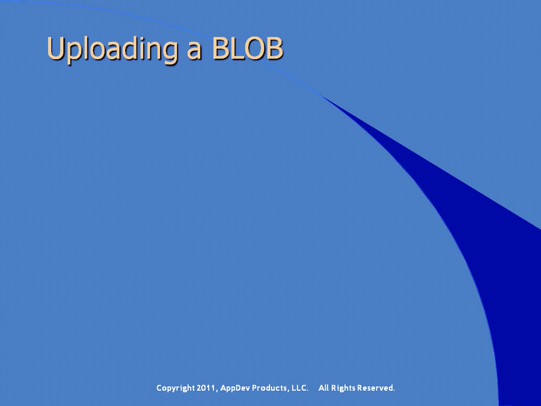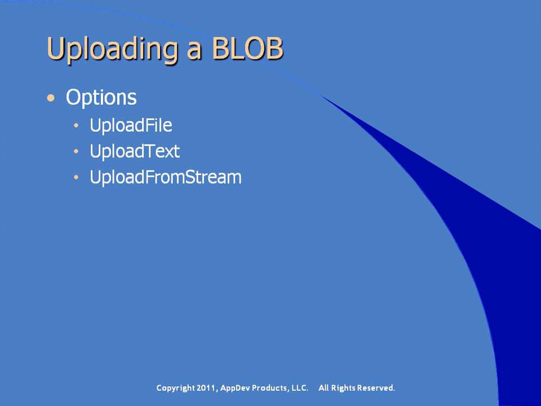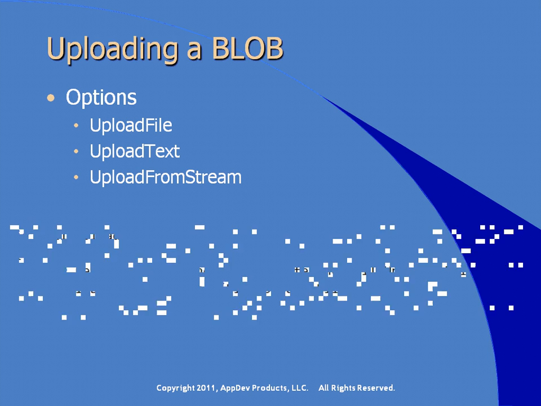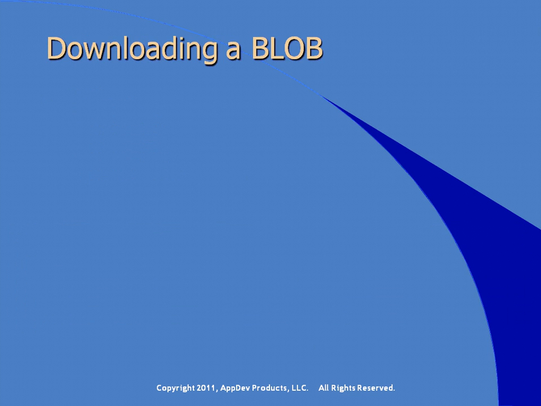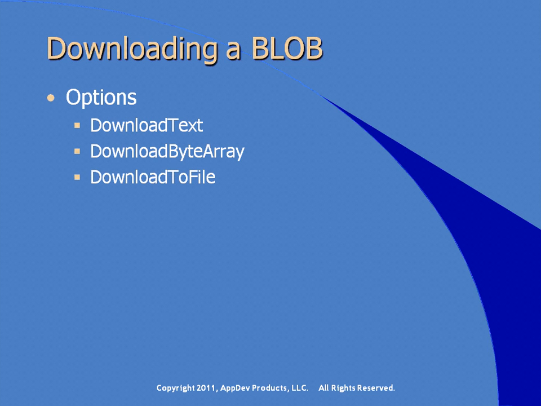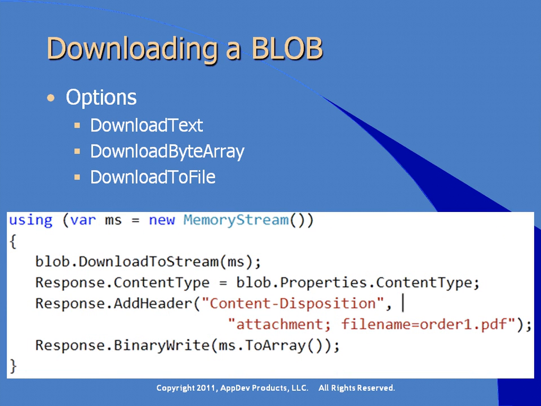The question is, how do you upload and download a blob from Azure Storage to Azure Storage? Well, it's actually quite easy. You have 4 options. You can use the upload file method, you can specify the upload text method, or you can specify the upload from stream method. The last method is the upload byte array method. Downloading the blob is essentially the same thing. The options are download text, download byte array, download to file, and download to stream using the memory stream.